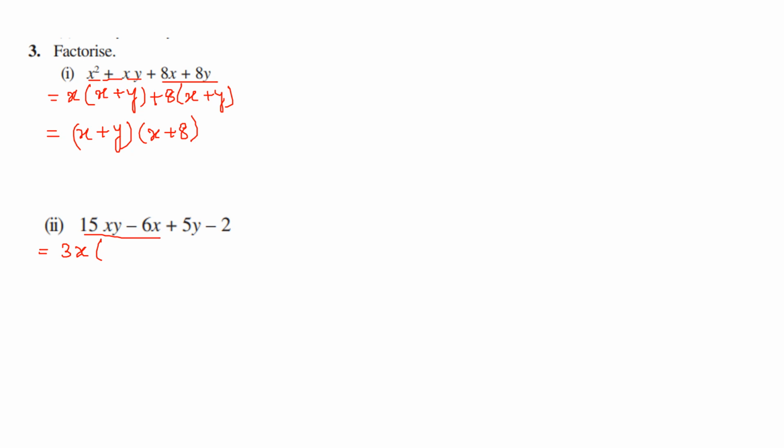From these 2 terms I have taken 3x common. So I will be left with 5y minus 2. 3x into 2 will give me 6x. Now if you see the second term, this is also 5y minus 2.